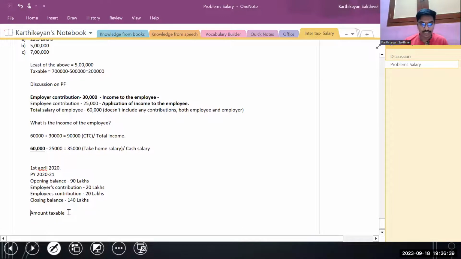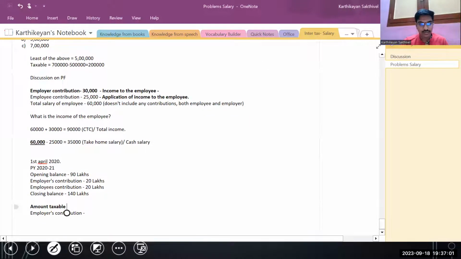What is the amount which is taxable? What is the employee's contribution which is taxable? எவ்வளவுமா taxable? So in employer's contribution is in excess of 7.5 lakhs. So on the excess amount taxable. So 20 minus 7.5. அதுதான் taxable. Correct? Yes, sir. Yes.